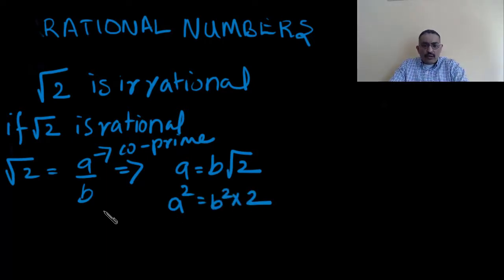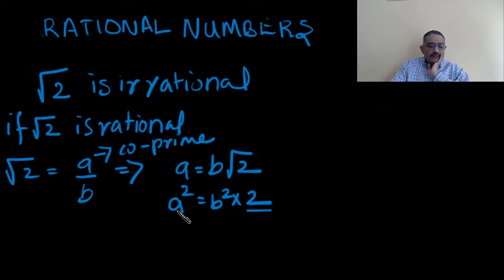I'm sure you know how we got this. If we multiply both sides by B, we are going to get this equation. And if we square both sides, we are going to get A squared is equal to B squared times 2. Now, if we remember that A and B are co-prime, then there are no common factors between A and B. So since there is a 2 right here, we know that A squared has a factor of 2. If A squared has a factor of 2, then A has a factor of 2 as well. That is what we proved just a second ago.